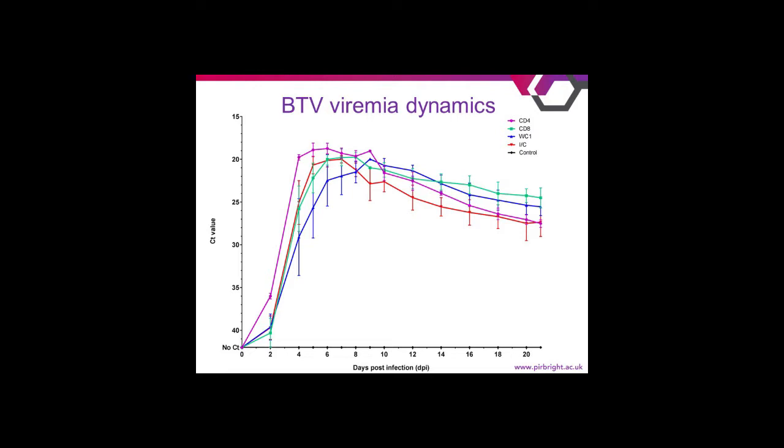And then at the end of the graph, you can see that the CD8 and WC1 depleted groups appear to have a higher viremia later on in infection, which might suggest that the CD8 and the WC1 positive T cells have a greater role in viral clearance, because when they're not there, you get more virus still remaining in the sheep. And obviously the control stayed negative throughout the experiment, which suggests that there was no contact transmission between the animals.